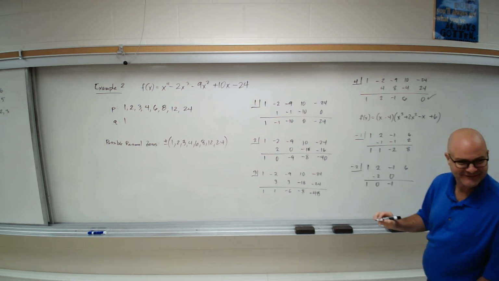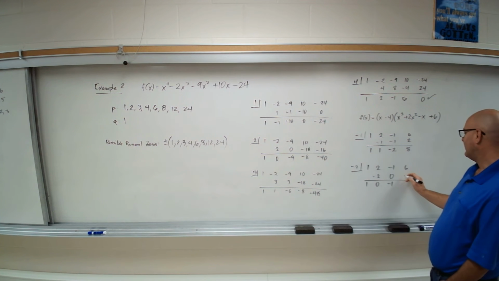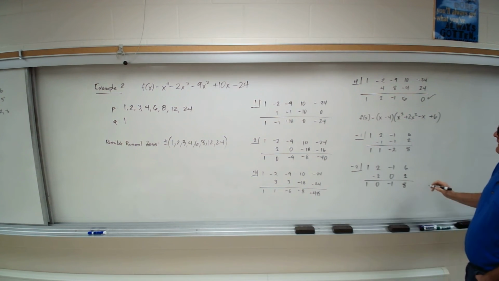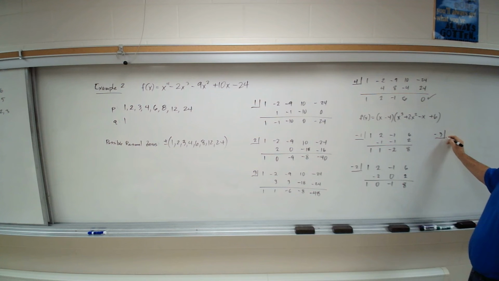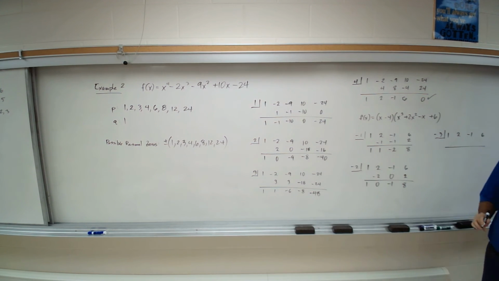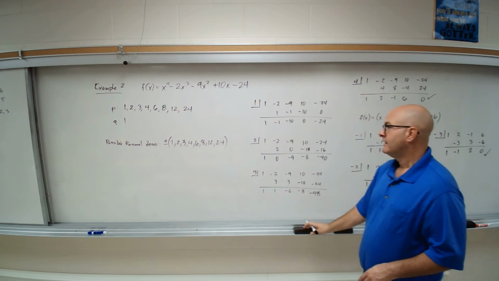Oh, almost there. -3 works. And then 2, 8. And let's try -3. You can see now why it's important to learn synthetic division, right? We wouldn't want to do this with long division. It's already a long enough process. So we get 1, and then -3, -1, 3 and 2, -6 and 0. So that does work.